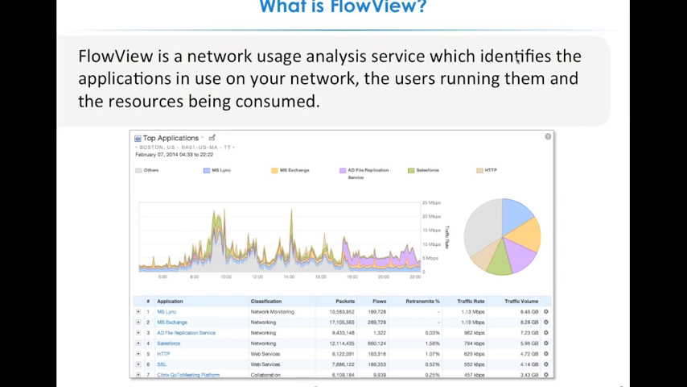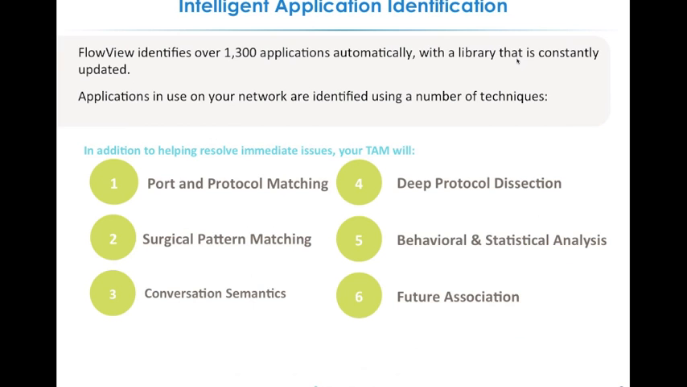This capability is a major enhancement to FlowView, which is a network usage analysis service. It actually inspects the traffic on your network and compares the real data streams against a library of over 1,300 applications so that you accurately and in real time know exactly how your network is being used. What are the applications your employees are running, how much bandwidth those applications are using, and see if there's a negative impact on the critical business services your business relies on.